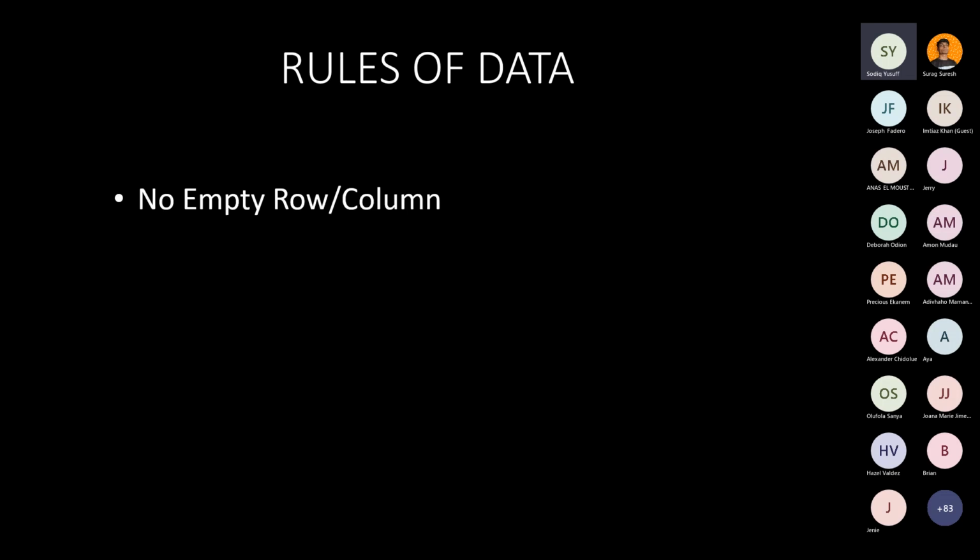The first one says, in your data, there should be no empty row or column. There should be no empty row or empty column in your data. That's the first thing you should always look out for. Then the second tip is your data should only have a single row of heading. There should be no multiple rows of heading, just a single row. So each column should have a single row of heading.